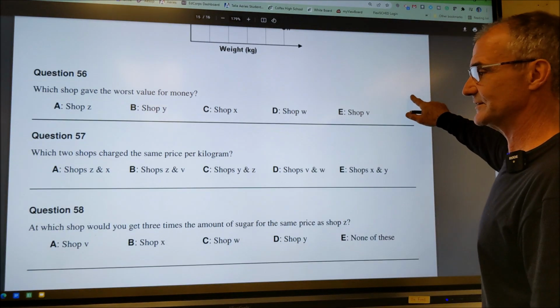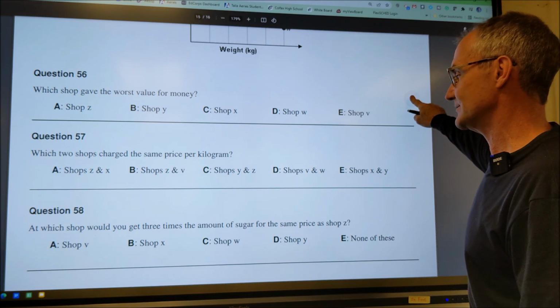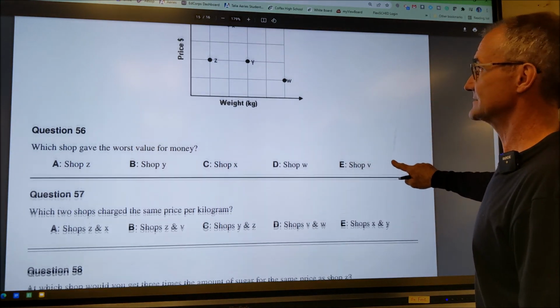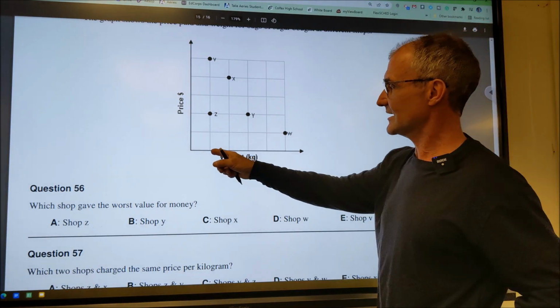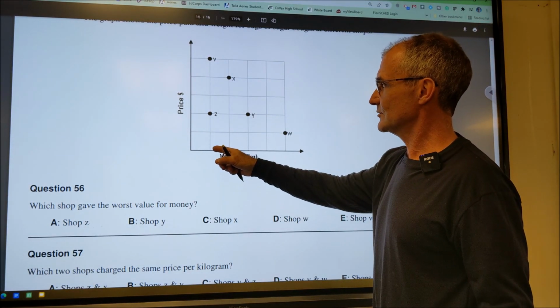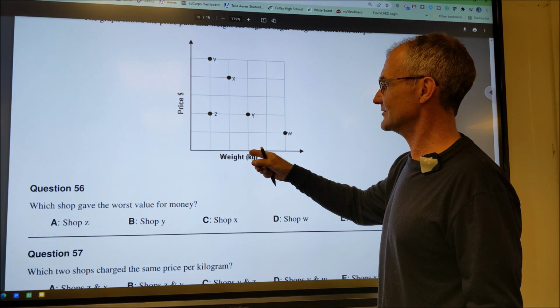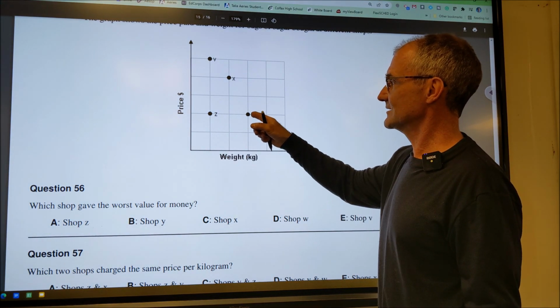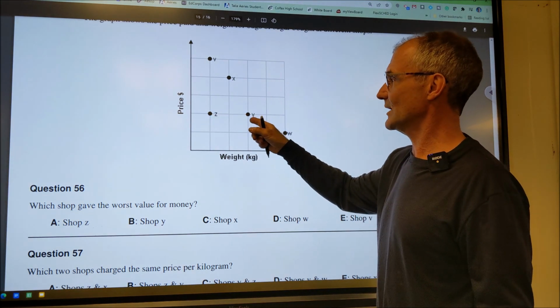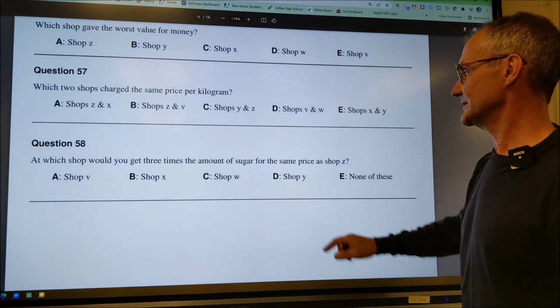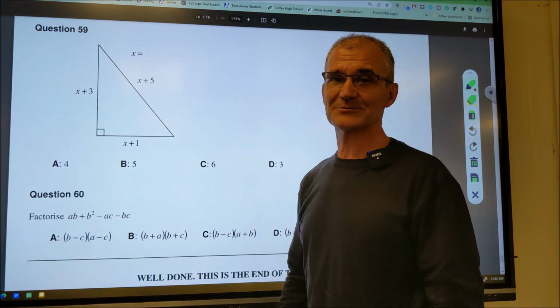And then on number 58, which shop would you get 3 times the amount of sugar for the same price as shop Z? Let's say this is 5 kilograms. You would be paying $10 for it. This would be 10, 15 kilograms, 3 times as much weight for the same price. So Y would be your answer to number 58. So it would be answer D. All right, last couple of problems here.